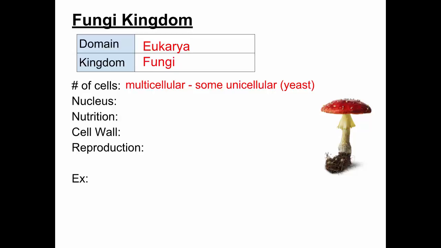So tell me about the nucleus. What word will we use to describe the fungus kingdom in terms of a nucleus? Eukaryote. They're eukaryotes, so they have a nucleus. They have other organelles. As you guys just told me in the question of the day, what word would we use to describe their nutrition? Yeah, decomposers, but the general term? Heterotrophs, correct. They're heterotrophs.